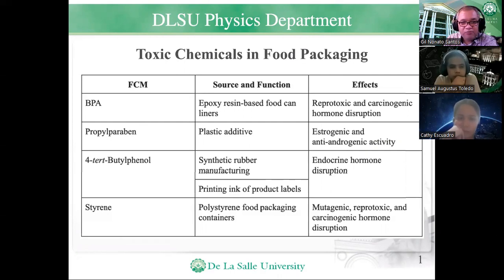Then we have propyl paraben, a plastic additive. Its effect is estrogenic and anti-androgenic activity. Then we have 4-tert-butylphenol. This is in synthetic rubber and the printing ink of product labels. The effect is endocrine hormone disruption. And then we have styrene. This one is used for food packaging containers. It's mutagenic, reprotoxic, carcinogenic, with hormone disruption. So they already have findings that plastics cause cancer.